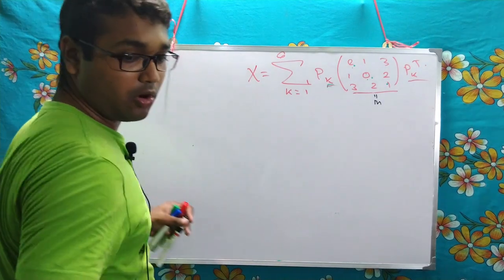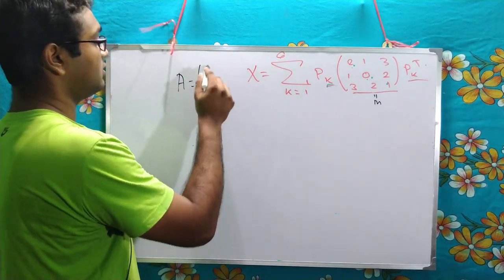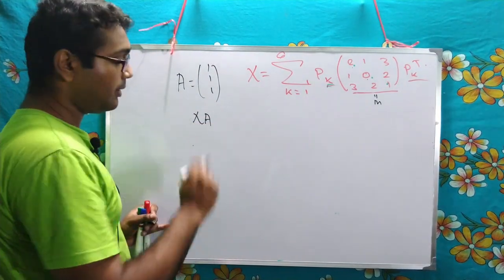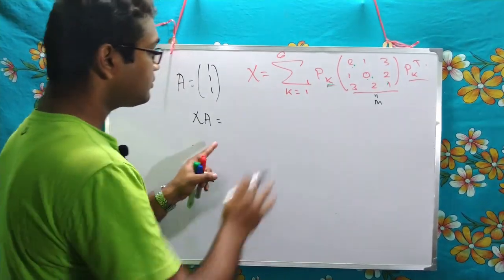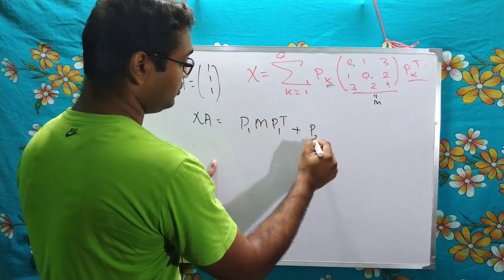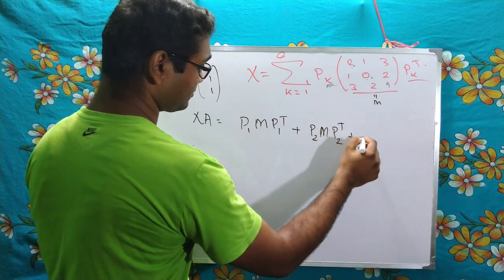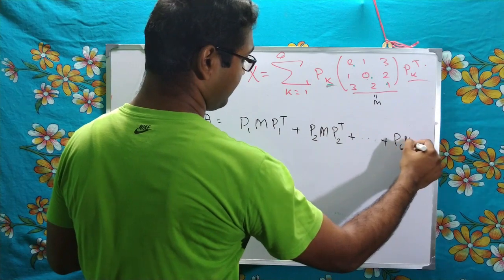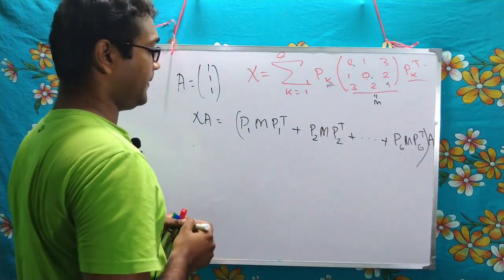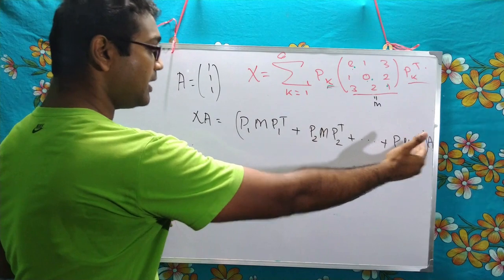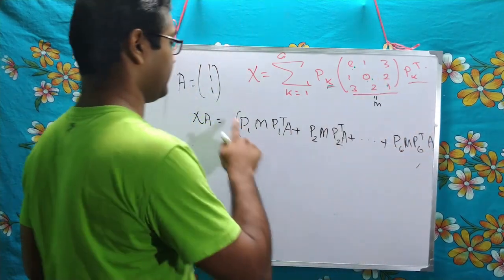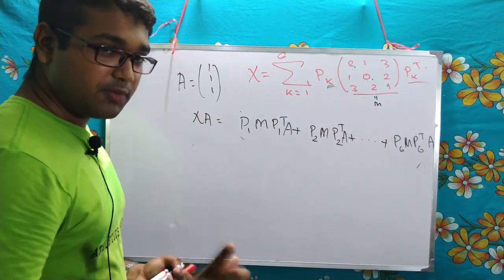So I am taking A as the column matrix 1, 1, 1. Now I am calculating XA. Let's see what XA will be. It is P1 M P1 transpose plus P2 M P2 transpose dot dot dot plus P6 M P6 transpose, whole multiplied by A. Now since it is multiplied, it will get multiplied with all of these terms.